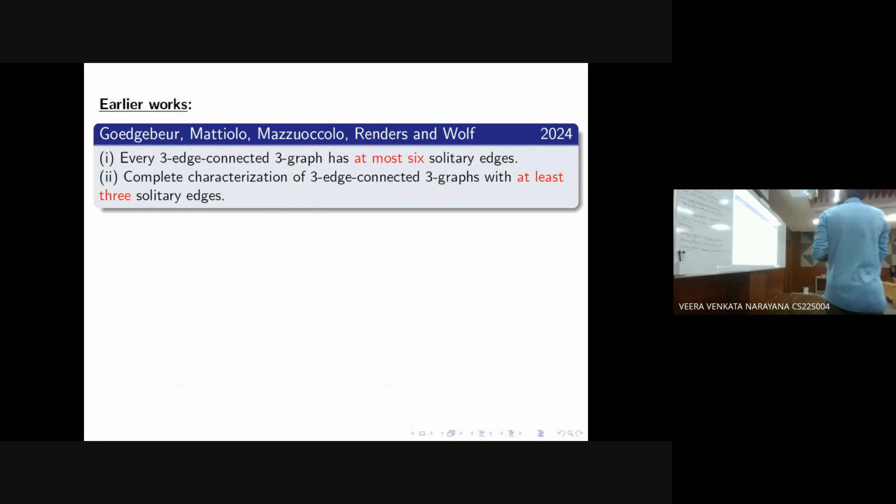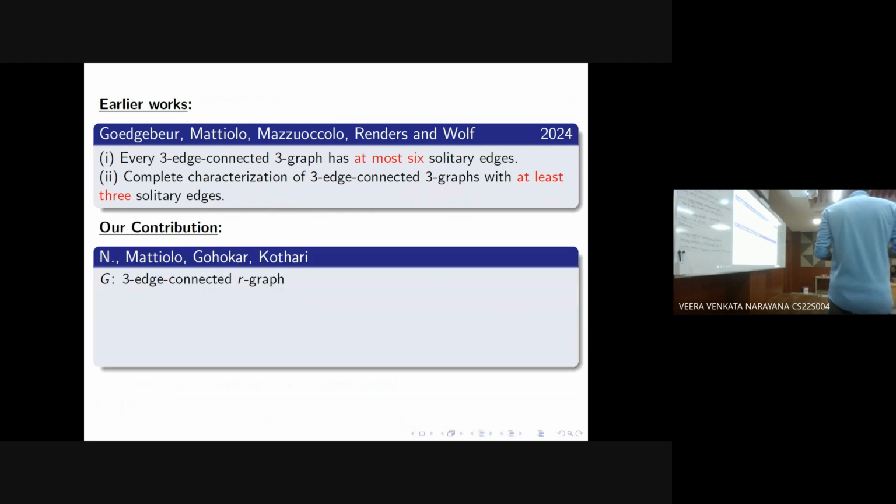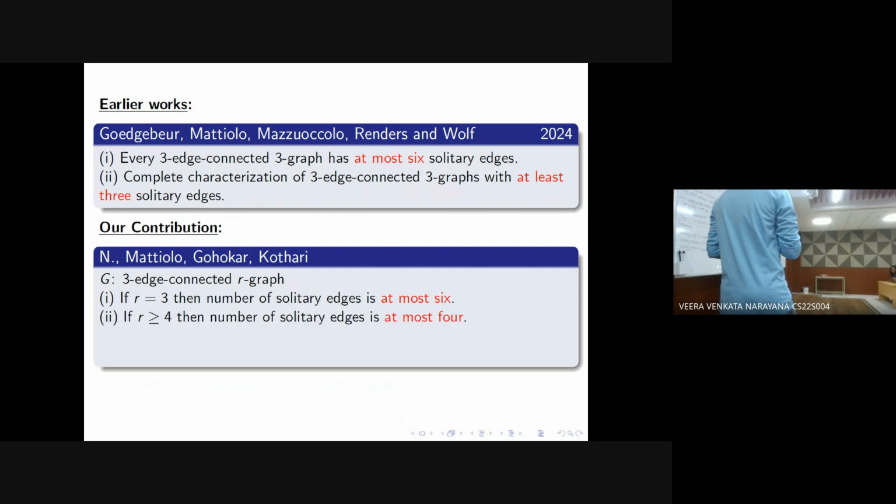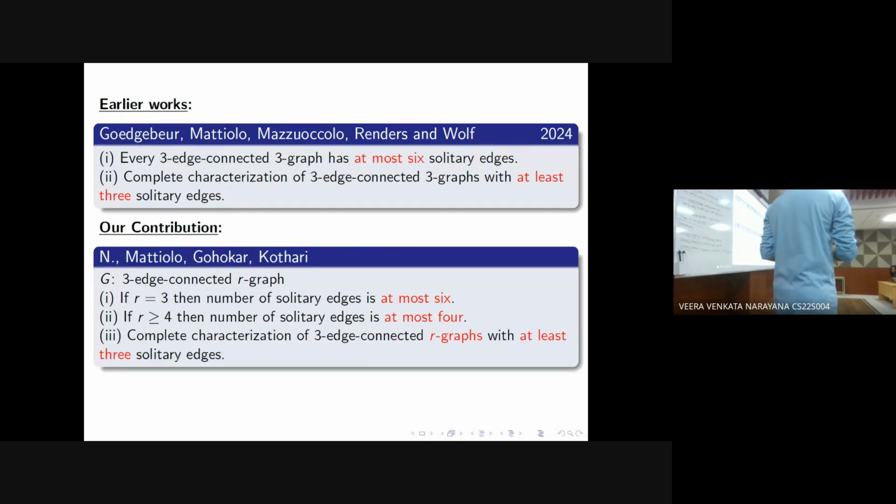So our contribution is, we proved the following. If G is any 3-edge-connected R graph, if r is equal to 3, then G has at most 6 solitary edges. If r is at least 4, then G has at most 4 solitary edges. And we gave a complete characterization of all 3-edge-connected R graphs with at least 3 solitary edges.